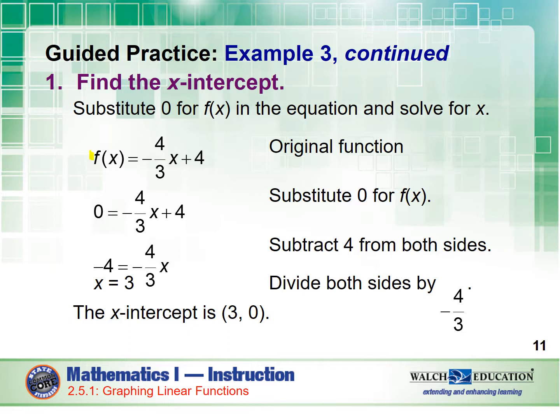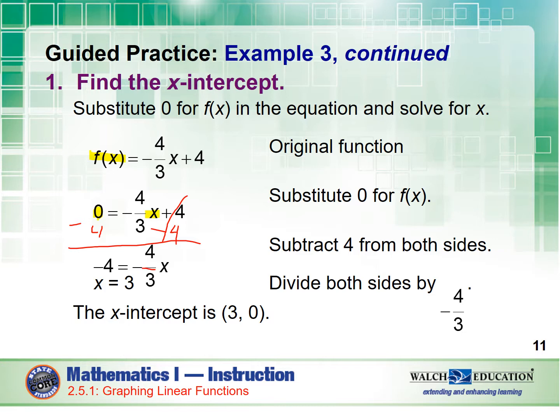Okay, so here's f of x. We're going to plug in a 0 here, and we're going to solve for x. In order to solve for x, we're going to move this 4 over to this side. Minus 4, these cancel. This leaves you negative 4 equals negative 4/3 x.